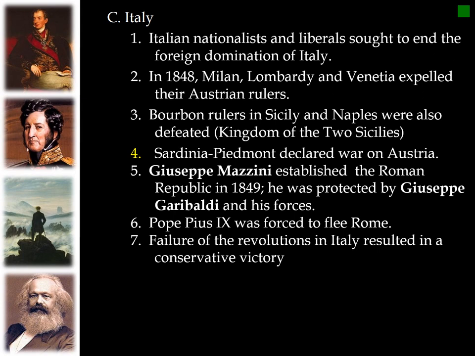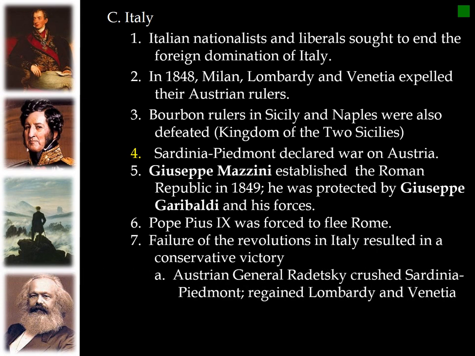Unfortunately, there was a failure with this revolution as well in Italy. Ultimately, it resulted in a conservative victory and the re-establishment of Austrian control over northern Italy. The Austrian general Radetzky crushed the Sardinia-Piedmont movement and regained control over Lombardy and Venetia. French troops took back the Papal States as well.